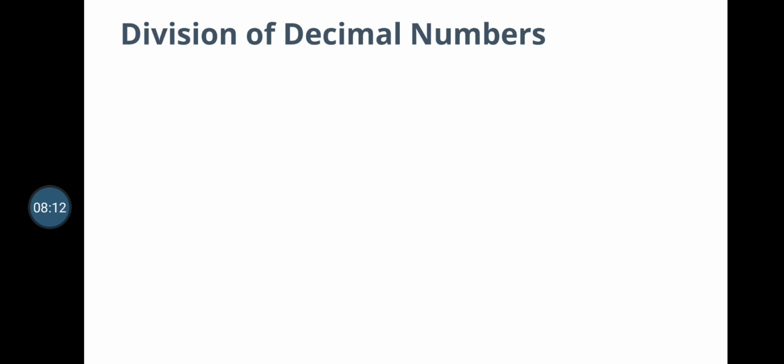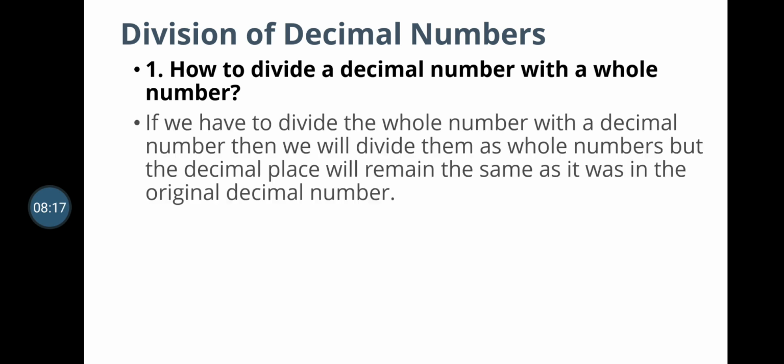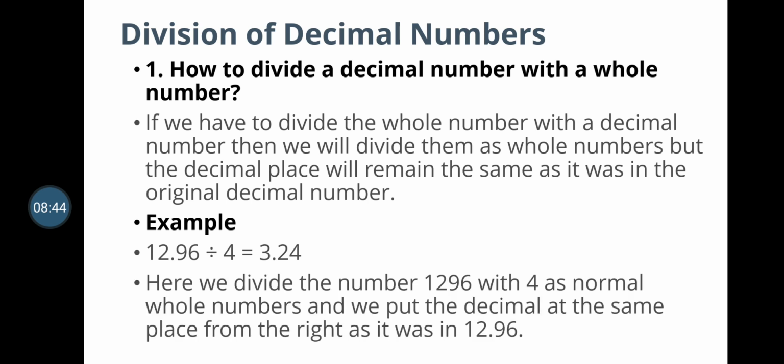Now coming to division of decimal numbers. How to divide a decimal number by a whole number? If we have to divide a decimal number by a whole number, then we will divide them as whole numbers, but the decimal places will remain the same as in the original decimal number. So here if you see, 12.96 divided by 4. The first number is a decimal number, divided by the whole number 4. So normal division we will do, and we have to keep the decimal places the same as in the question.